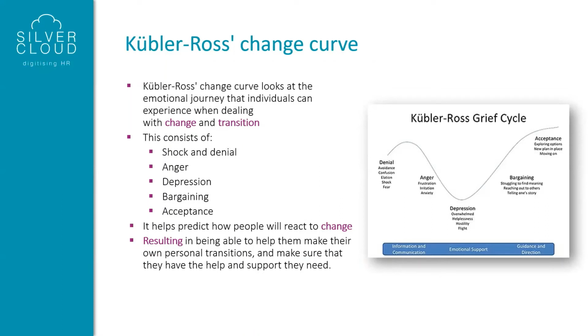It defines it into 5 different levels: shock and denial, anger, depression, bargaining and acceptance. So you can see how an employee's behaviour will change throughout the journey. And it helps predict how people will react to the change, resulting in being able to help them make their own personal transitions and make sure that they have the help and support they need.